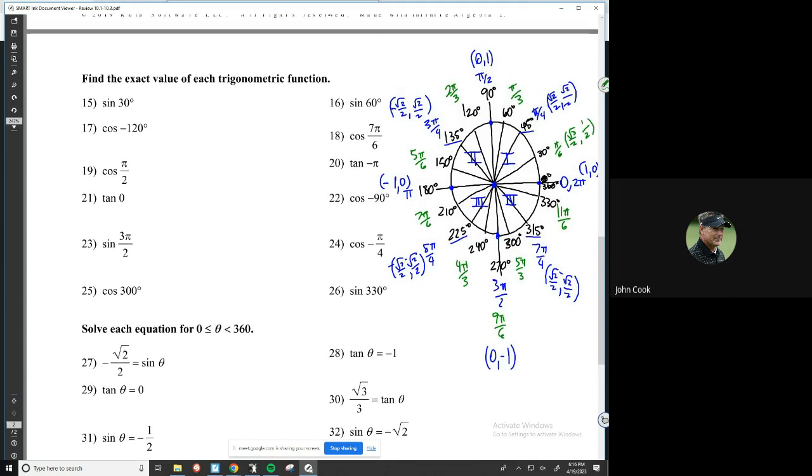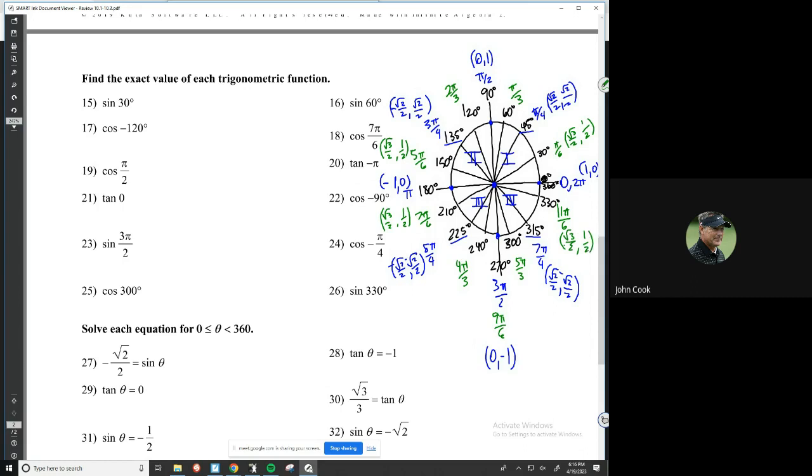Now, every time that you see one of these pi over 6 or a 6 in the denominator, it'll always have that combination on it. So 5 pi over 6 is also going to have square root of 3 over 2, comma 1 half. And 7 pi over 6 is also going to have that, square root of 3 over 2, comma 1 half. And the same thing with 11 pi over 6. It's also going to have square root of 3 over 2, comma 1 half. And then you just pay attention to the signs.